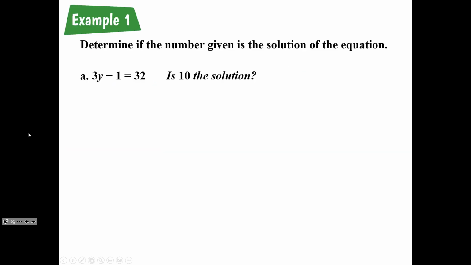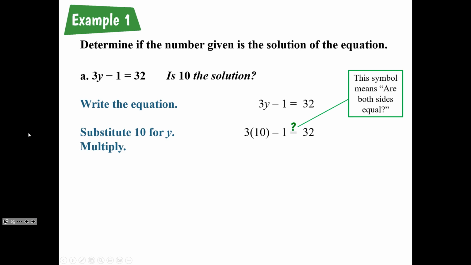Okay, so example 1. This is in your book packet as example 1. A and B are both in there. So example 1 is saying 3y minus 1 equals 32, and it's asking us, is 10 the solution? So for this, we're just going to plug in for our y what it's asking us. It's asking us, is 10 the solution? We're going to plug that in for our variable. When we do that, we get 3 times 10, and then we write the rest of the expression, which is minus 1 equals 32.